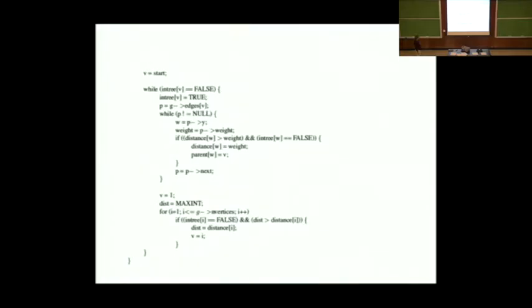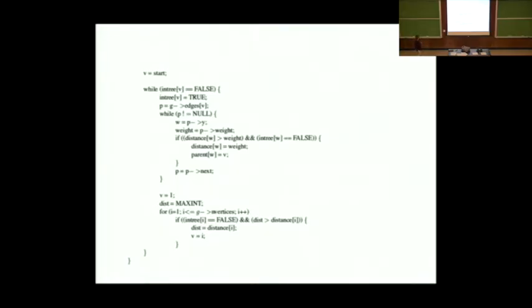If the weight of this edge is less than the cheapest way we know of so far to link this vertex to the tree, then what we're going to do is say now the weight is the cheapest way to link it to the tree. And if we decide to link it, the way we linked it was through V. Any questions about that? Does everybody see that?